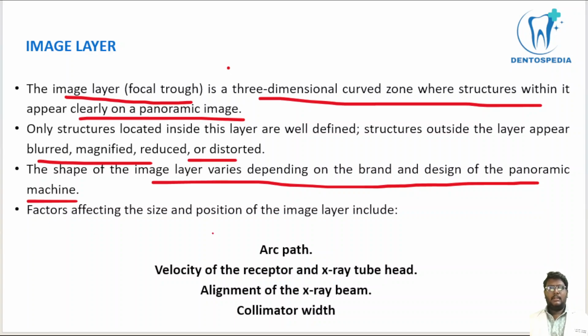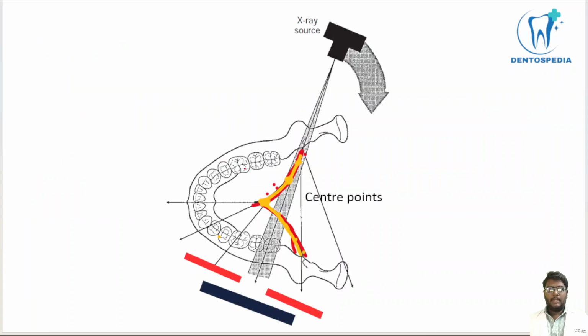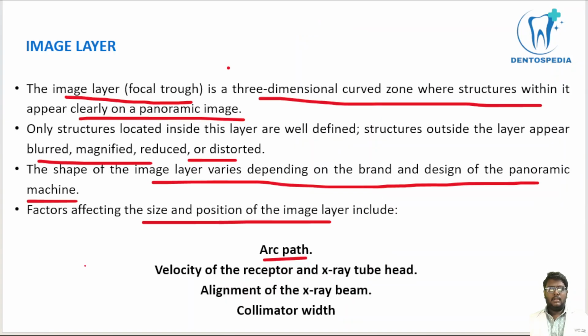Okay, and there are certain factors that are affecting the size and position of the image layer. There are mainly four factors: arc path. So arc path we have discussed, right? This is the arc path. It is nothing but the line that is connecting the centers of rotation. Velocity of the receptor and the X-ray tube head, alignment of the X-ray beam, and collimator width. So these are the important four factors that are affecting the size and position of the image layer.